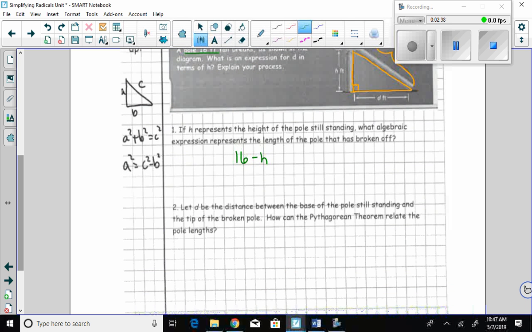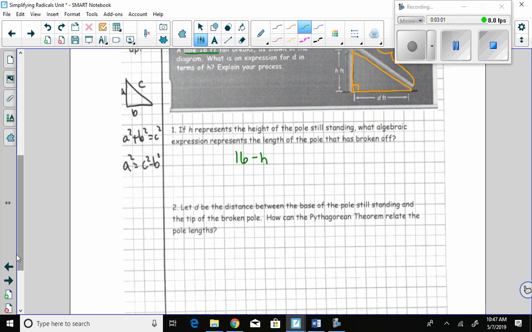Let D be the distance between the base of the pole still standing and the tip of the broken pole. How can the Pythagorean theorem relate the pole lengths? Now remember, A squared plus B squared equals C squared. Or in this case, I'm trying to find that bottom one. We'll call that A, or B, doesn't really matter. And so I could say C squared minus B squared is equal to A squared.